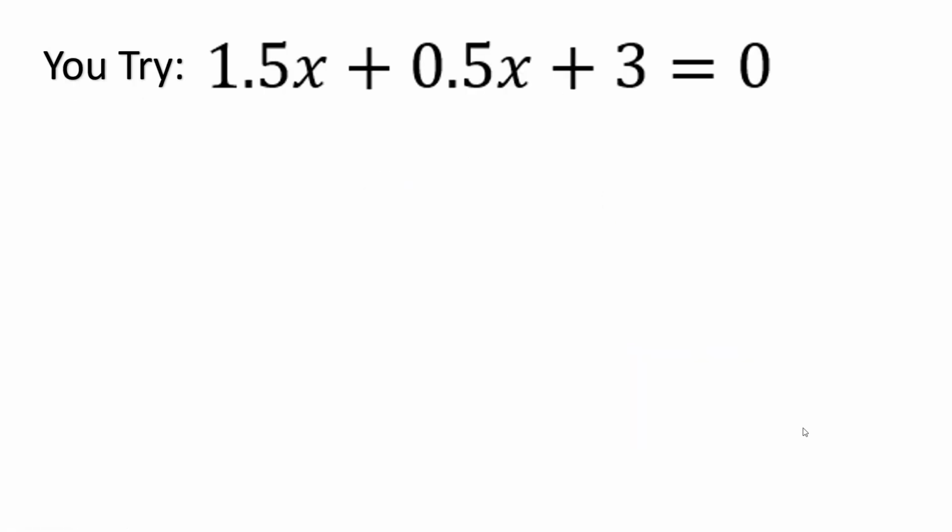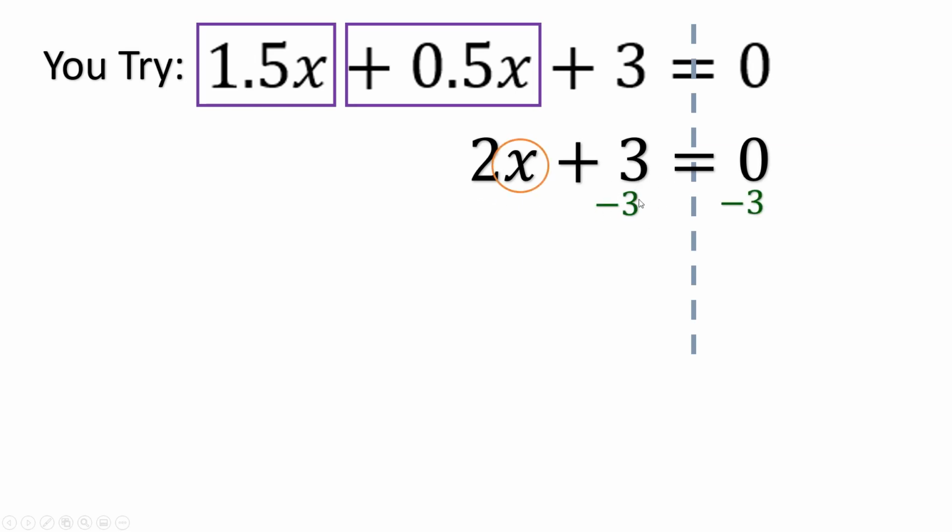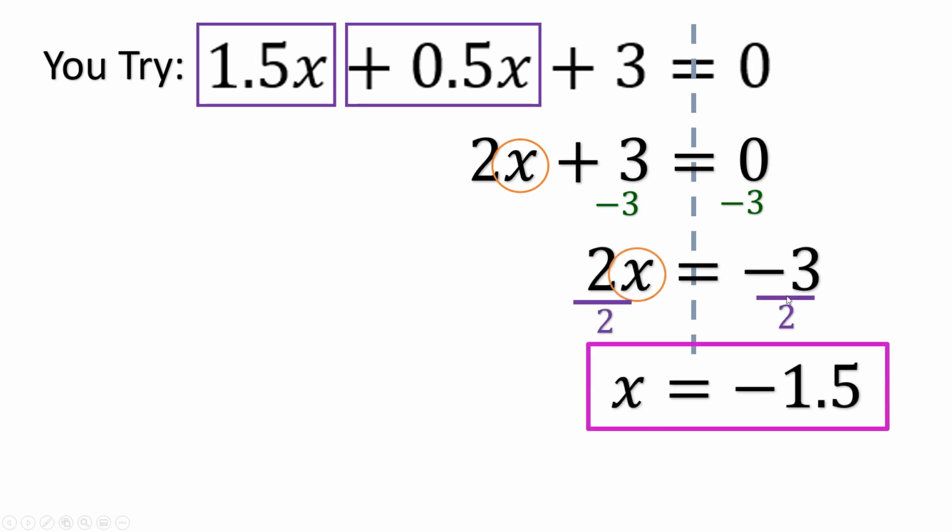Here's another you try. So in this one, we have two terms with x's, 1.5x and half an x, 0.5x. If you combine those, that just equals 2x. You could put 2.0, but you don't need to. It's just 2. And then we are subtracting 3 to get rid of the plus 3. Divide by 2 on both sides, and you could leave it as negative 1.5.